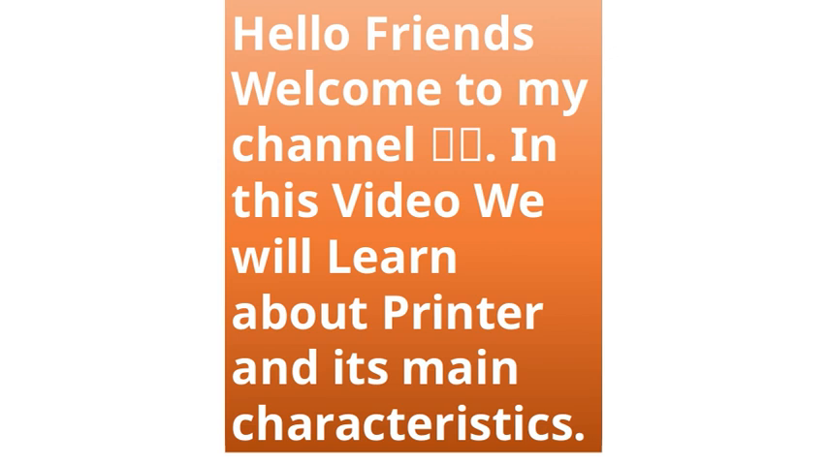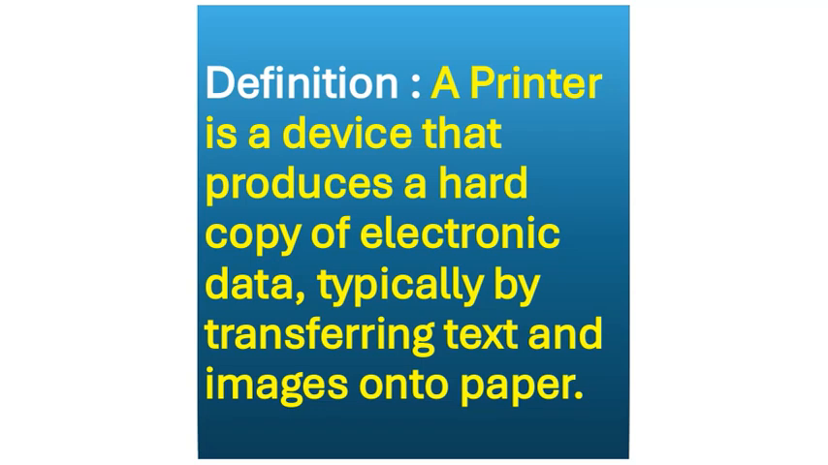Let's get started. A printer, at its core, is a device designed to turn digital information into a physical form. Think of it as the bridge between your computer or device and the tangible world, creating something you can hold in your hands. Essentially, a printer takes electronic data, like documents or images, and produces a hard copy on paper. This process involves transferring the digital content onto a physical medium, usually paper, through various printing technologies.